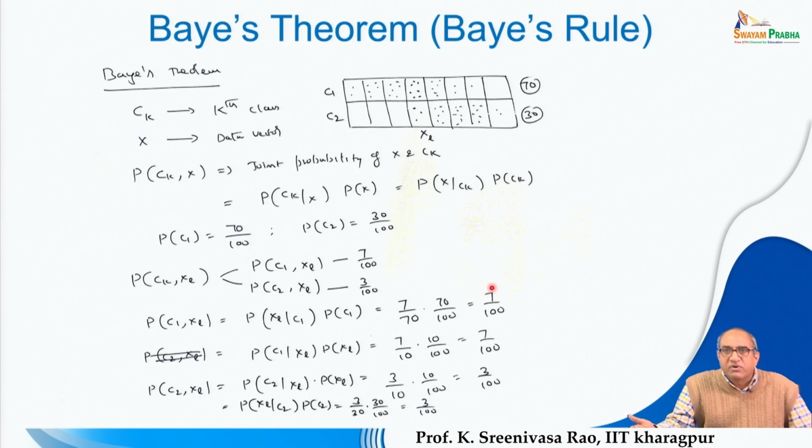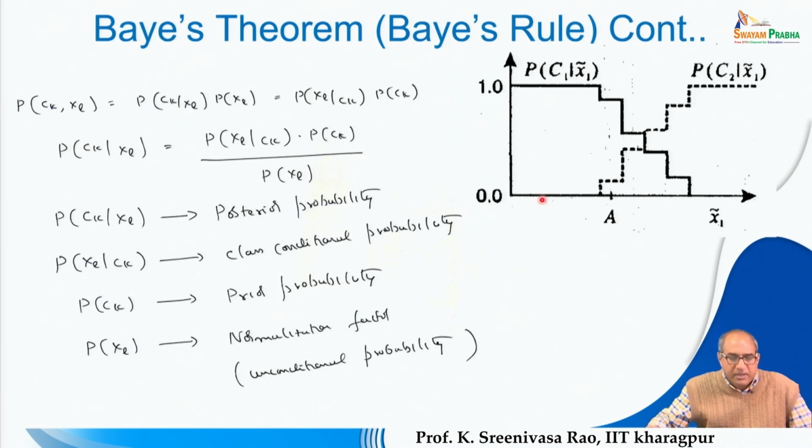Out of that, 70 belongs to class 1 and 30 belongs to class 2, and we have just verified the basic probability results using this numerical example.